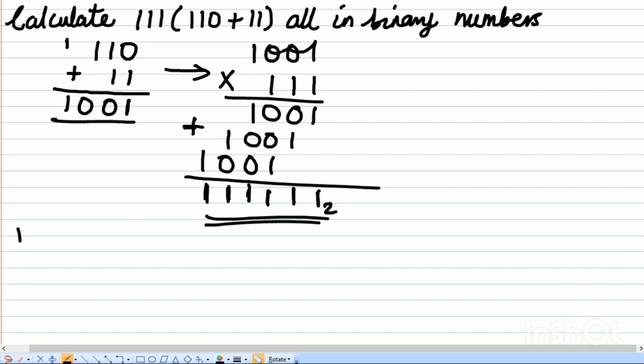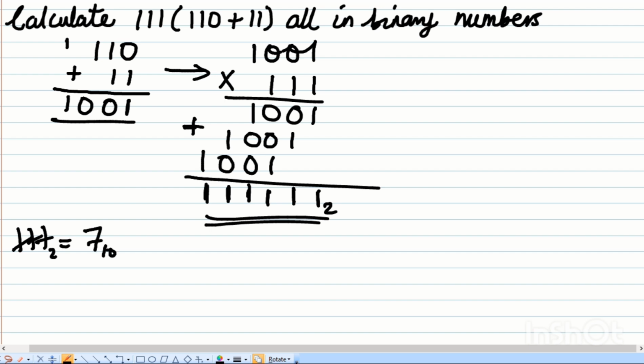So let's start with 111 base 2 to base 10. Now let me show you a simple trick. Since this is base 2, go this way. Start from the first one. 1 times 2 is 2. You add the next one. 2 plus 1 is 3. 3 times 2 is 6. Add the next one. 6 plus 1 is 7. So this will be 7 base 10.